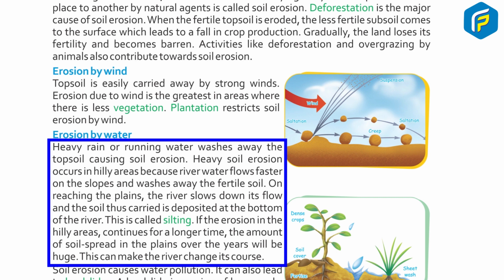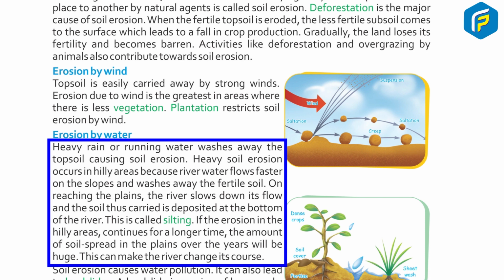Heavy soil erosion occurs in hilly areas because river water flows faster on the slopes and washes away the fertile soil. On reaching the plains, the river slows down its flow and the soil thus carried is deposited at the bottom of the river. This is called silting.